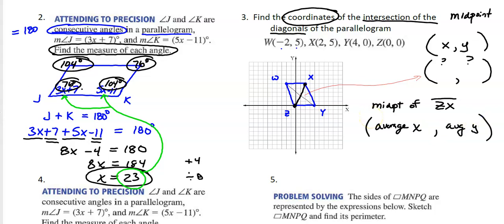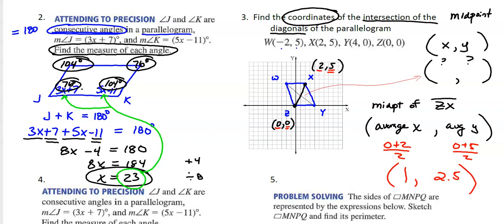So the X coordinates are, remember Z here was at 0, 0, and X here is at 2, 5. If I want to average the X coordinates, I add them up and I chop it in half. So 2 divided by 2 is 1. And then for the Y coordinates, the average of 5 and 0, 5 divided by 2 is 2.5. So that right there should be the midpoint. And it looks pretty good. Looks like it's over 1, up 2.5. So basically that's how you find the center of the diagonals, you find the midpoint.